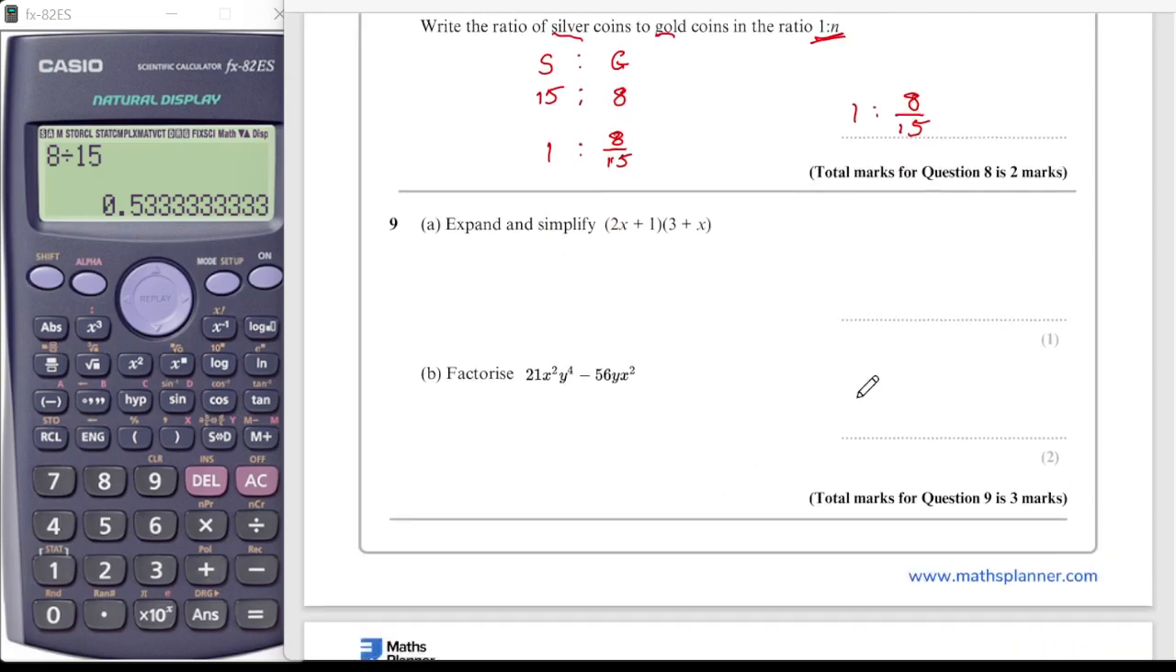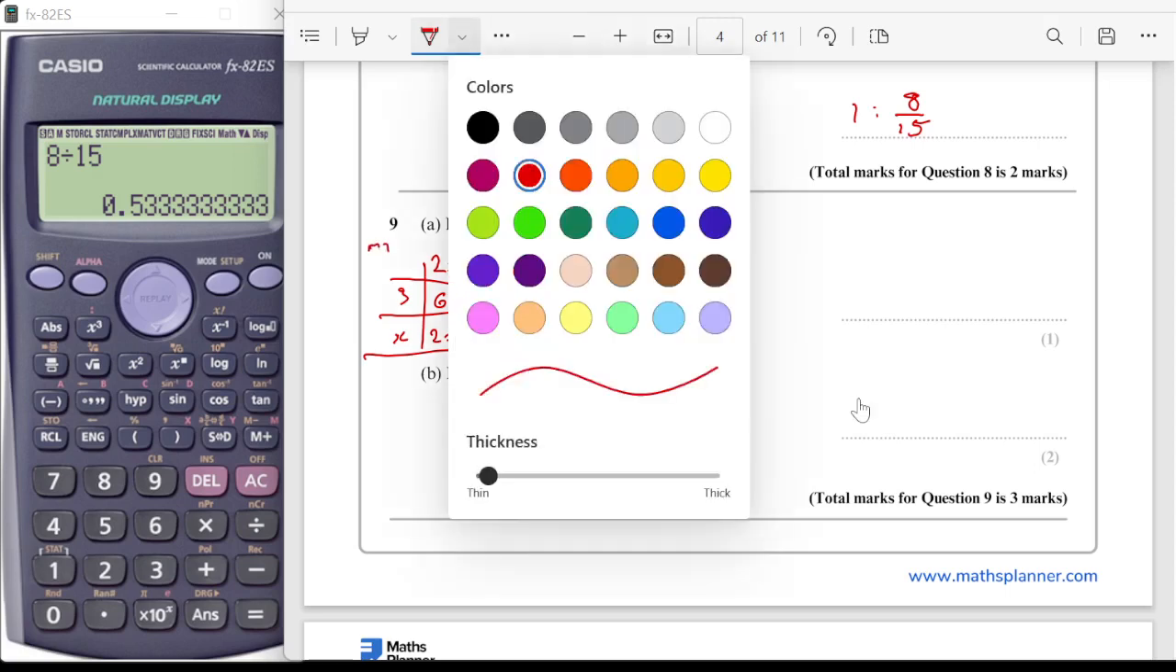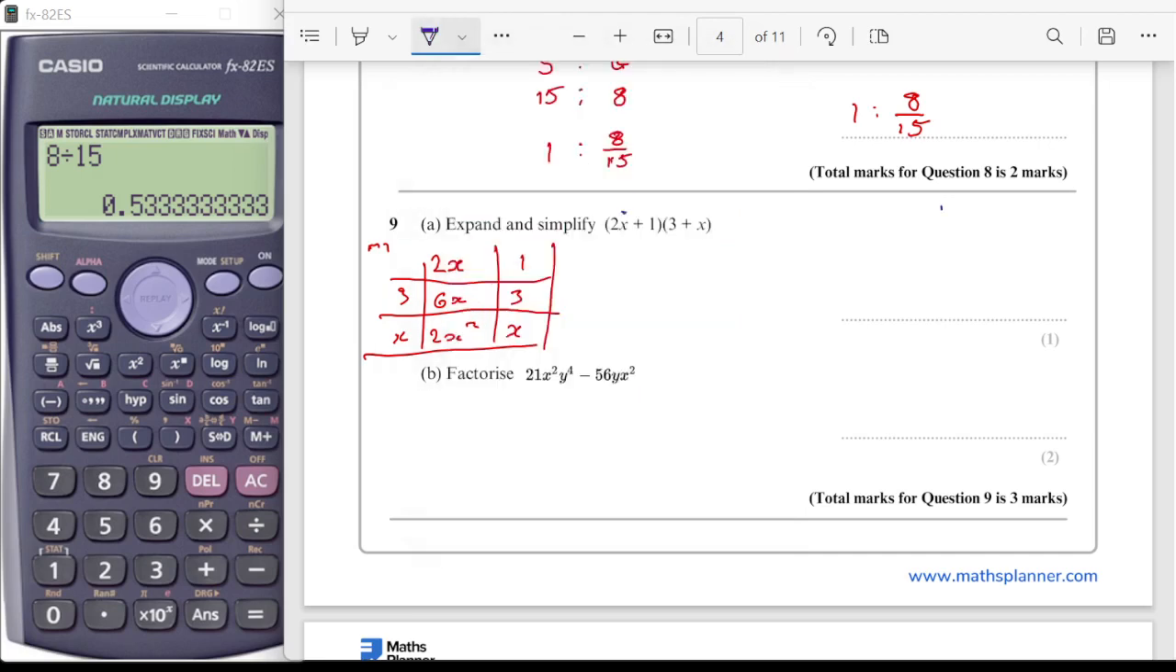Question 9, we expand and simplify. So I'll go over the common 2 methods for the expanding. The first one is using a grid method, so splitting the 2x and 1 into separate parts, and splitting the 3 and the x into separate parts. And we create a little grid out of that. So 3 times 2x would give us 6x, 3 times 1 would give us 3. 2x times x would give us 2x squared, and then x times 1 would give us x. We would then add these 4 terms together, but I'll call that method 1, and I'll just go that far because it's going to be the same final step for both.